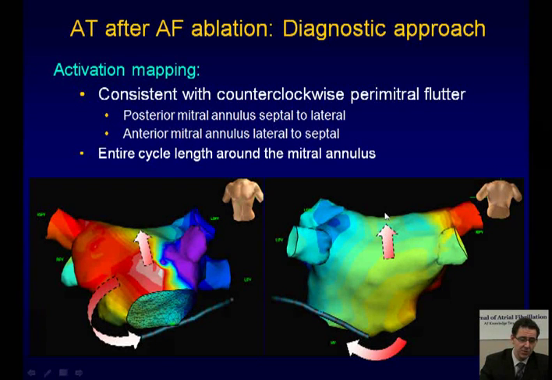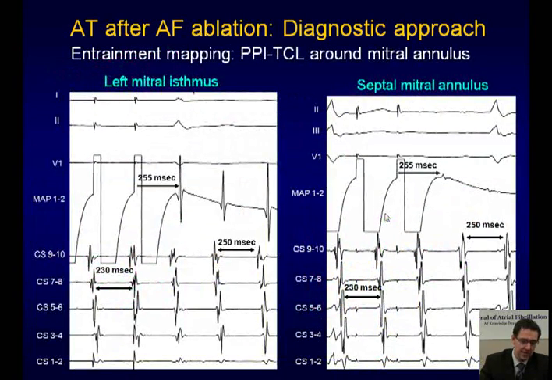In that case, we could also observe that the cycle length of the tachycardia was found around the mitral annulus. This is a NAVEX activation map of that arrhythmia, where you can see that the anterior part is from lateral to septal, and the posterior part is from septal to lateral, and that both the anterior aspect and posterior aspect of the left atrial wall are activated from bottom to top, which is also consistent with the perimitral flutter.